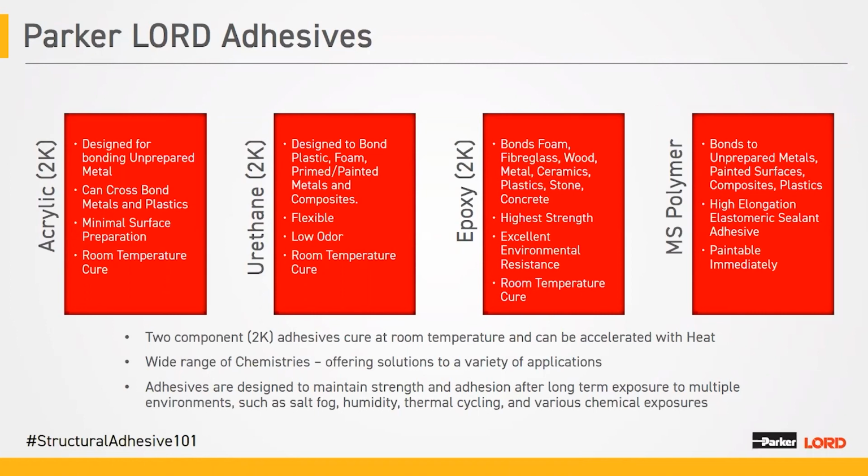So that's just kind of a broad overview of our different two-component chemistries. Again, all of them can be cured at room temperature. Many manufacturers use heat to accelerate the cure, such as the automotive industry or different composites industry, where they might be using heated tooling or painting operations. We have this wide range of chemistry, and the adhesives are designed, and we test all of them to maintain their strength and adhesion after long-term exposure. So we look at multiple types of environments, cyclic fatigue, salt fog, humidity, thermal cycling, various chemical exposures, etc., to help understand how well these materials perform long-term.